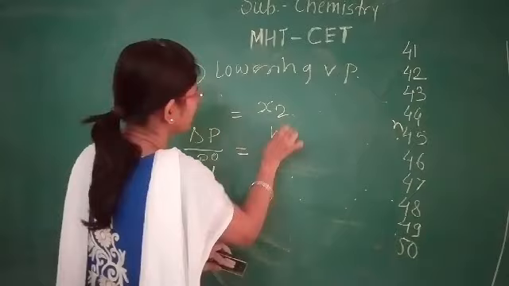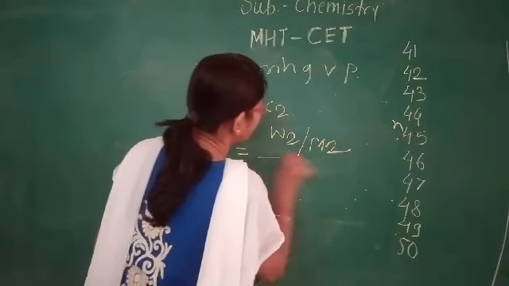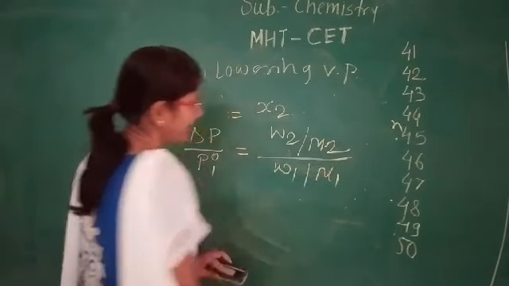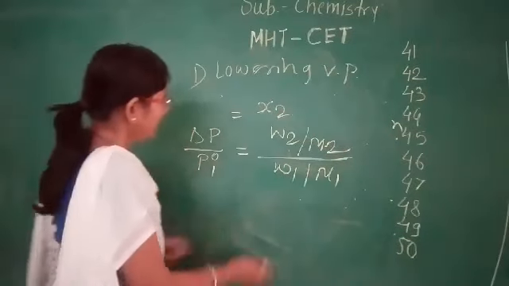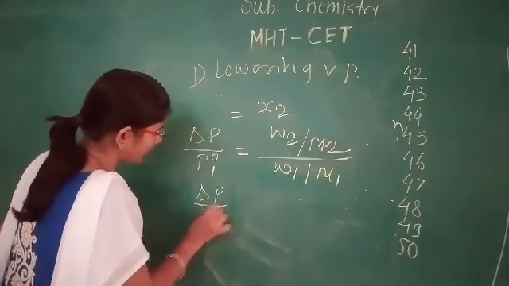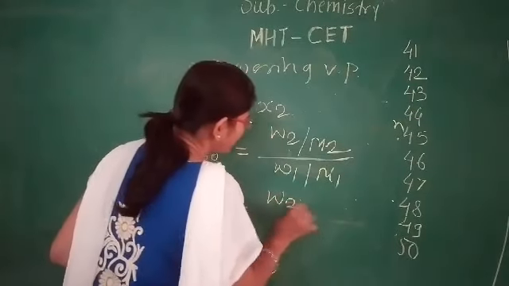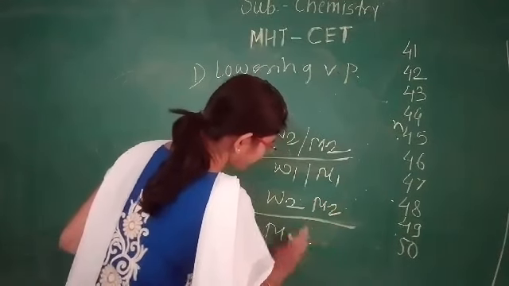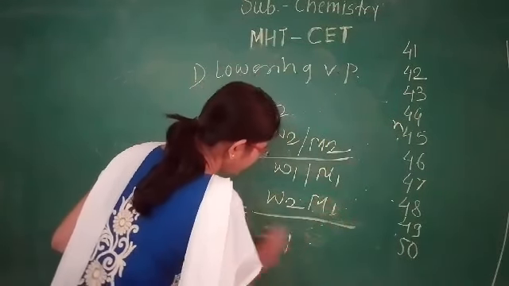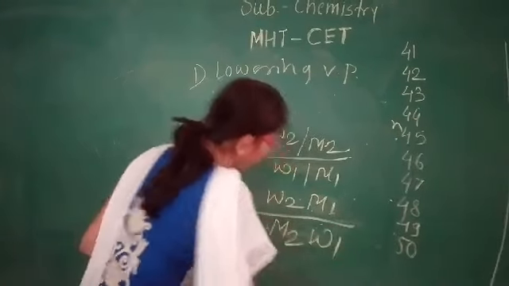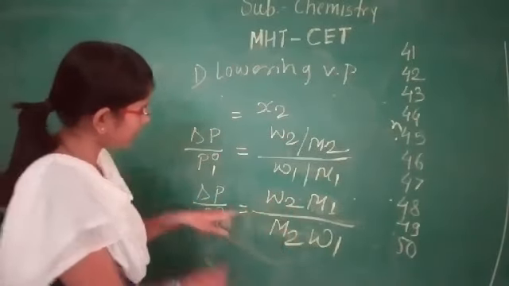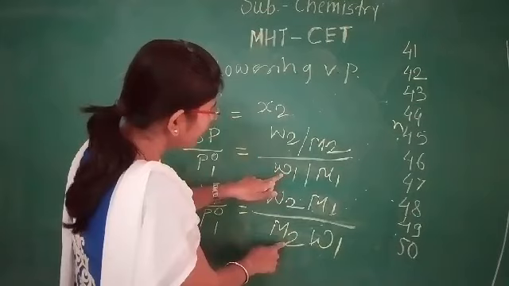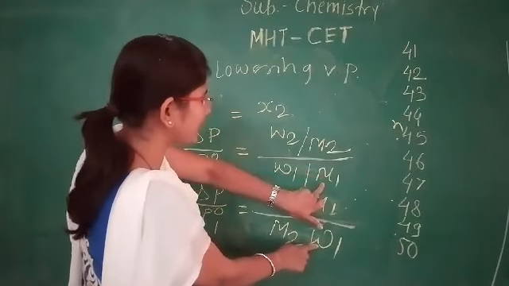n2 ची value आता आपणच बघितली होती W2 divided by M2, divided by what is the value of n1? W1 divided by M1. If we rearrange this value, then the relative lowering of vapor pressure is equal to W2 M1 upon M2 W1. हे जर रिअरेंज केलं तर आपल्याला काय मिळणार आहे? डेल्टा P अपॉन P01 which is equal to W2 M1 upon M2 W1. M2 इथं खाली येणार आहे, W1 इथंच राहणार आहे, आणि M1 हा जो काही खाली आहे तो कुठं आला?